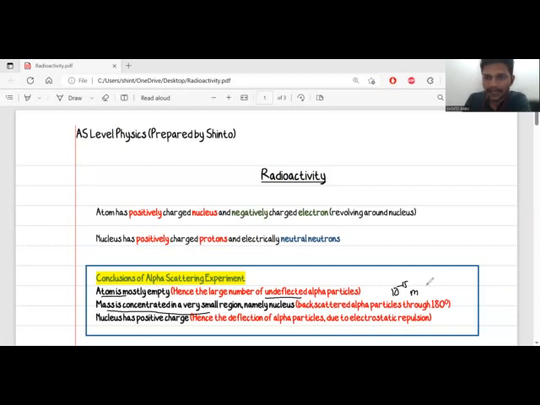Now, the nucleus has positive charge. How do we get to know that? It is because an alpha particle is basically a helium nucleus, and it has two positive charges. So if a positive charge is deflecting, then you should have another positive charge from where it is deflecting, concluding that the nucleus has a positive charge.